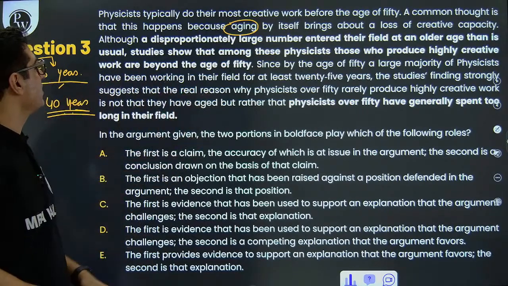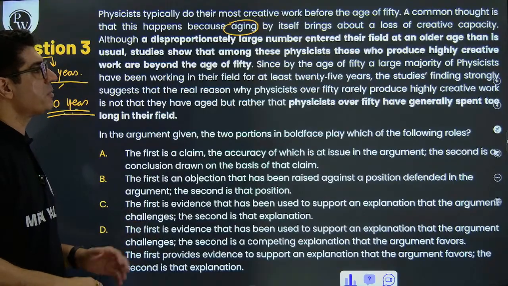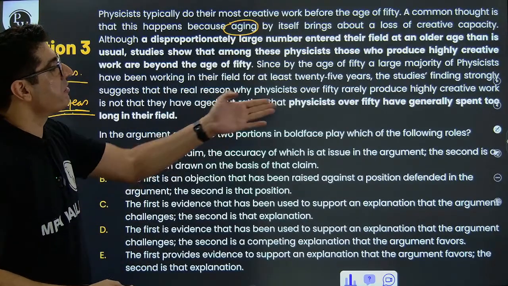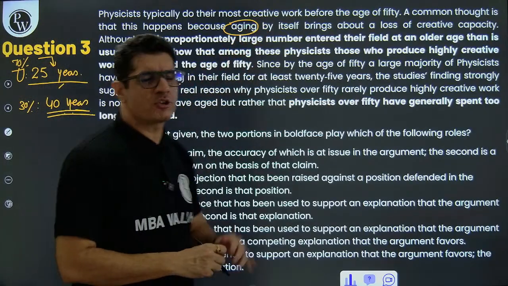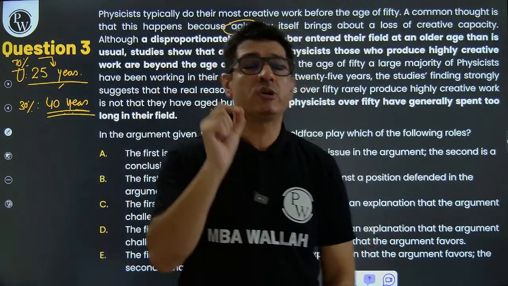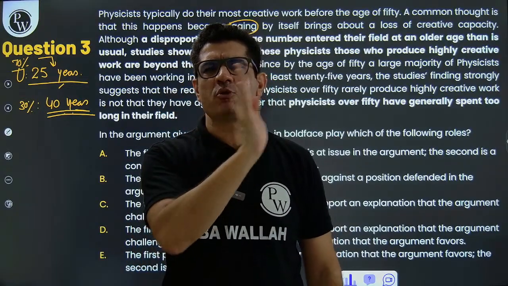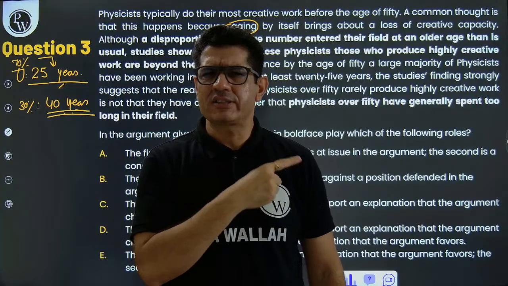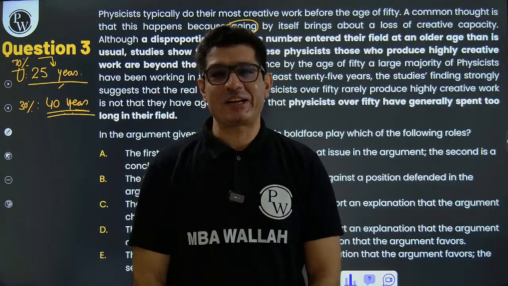The study's finding strongly suggests that the real reason why physicists over 50 rarely produce highly creative work is not that they have aged, but rather that physicists over 50 have generally spent too long in their field. So basically, this entire argument is written to dispute a reason. People say that the reason why physicists don't produce creative work beyond 50 usually is age. The author says it is not age, it is the amount of time that you've spent in the field.